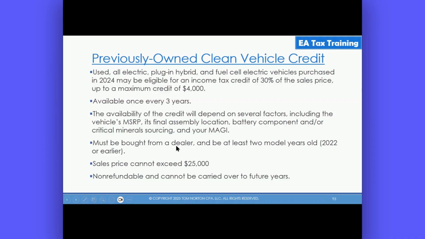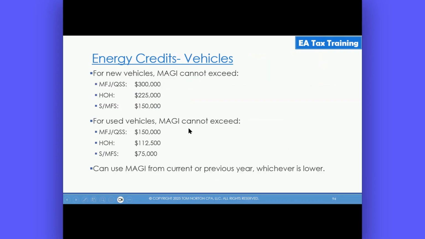So if you're buying the car just from a private individual, you cannot get this credit. So it has to be from a dealer, and it has to be at least 2 model years old. So for 2024 tax returns, it has to be a model 2022 or 2021 or earlier vehicle. The sales price for a used vehicle cannot exceed $25,000, and the credit is non-refundable and cannot be carried over to future years.